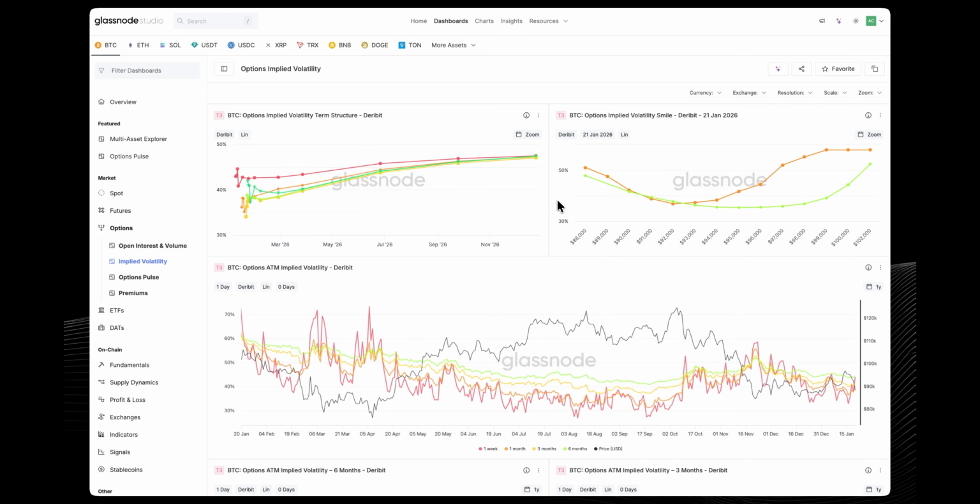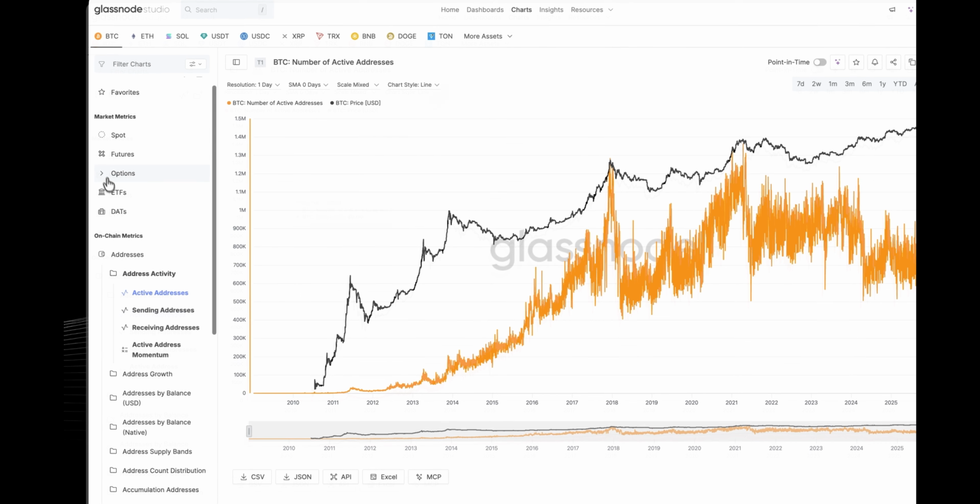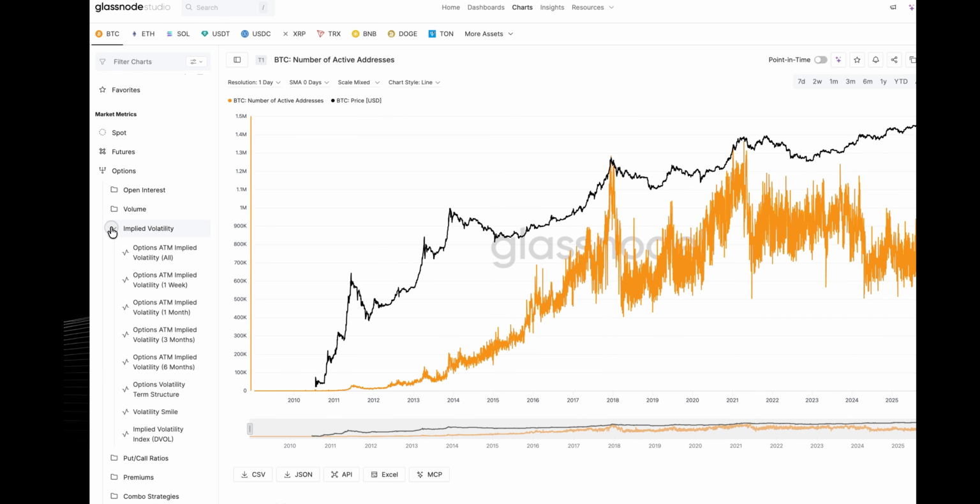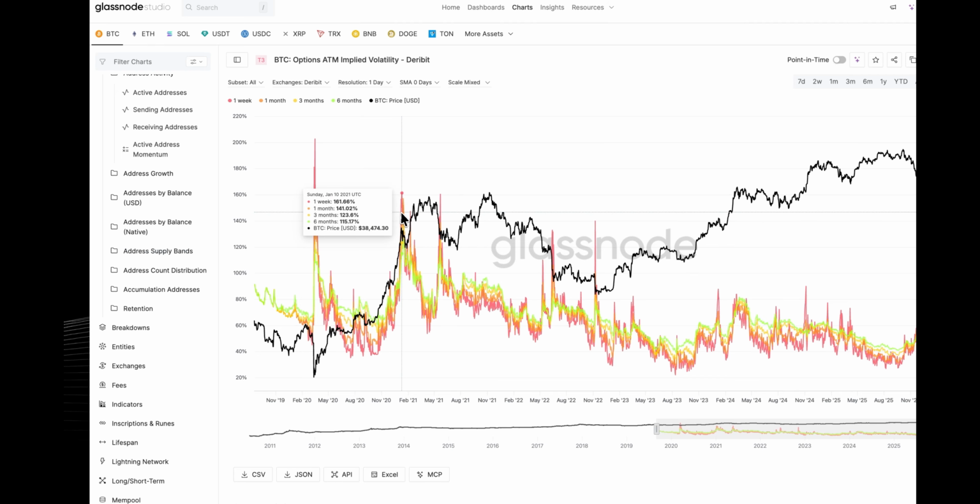So today we're taking a closer look at implied volatility in Bitcoin options. Here in the dashboard, you have a dedicated one focused on implied vol for options. But now I'm going to zoom in on an option metric, which is the option at-the-money implied volatility.